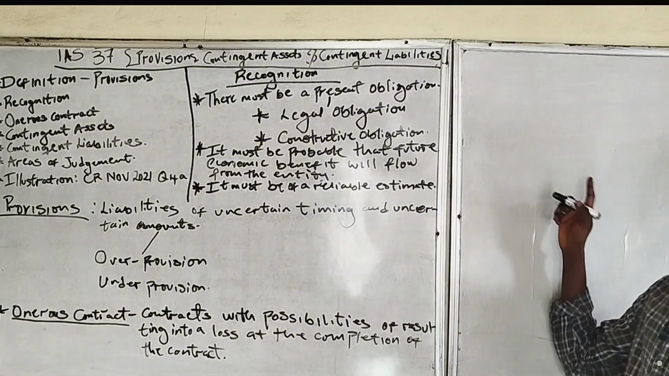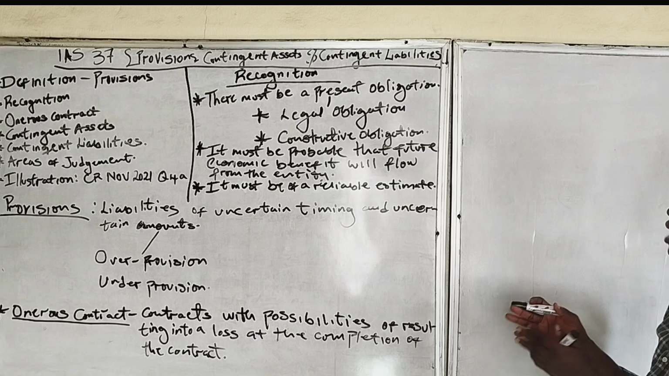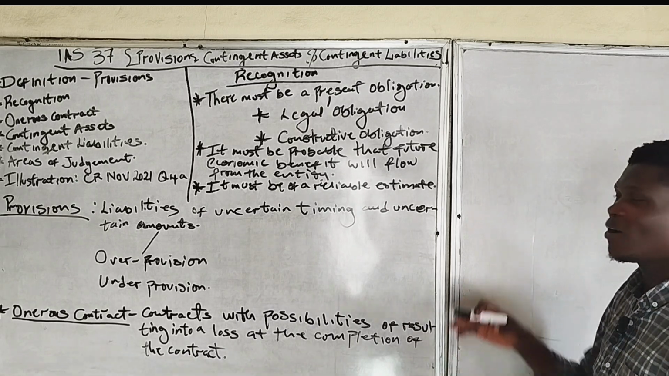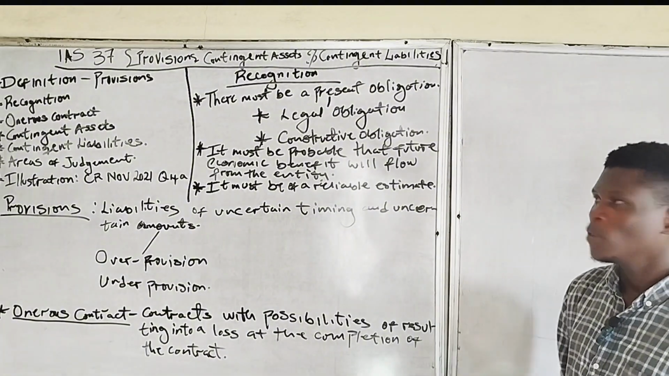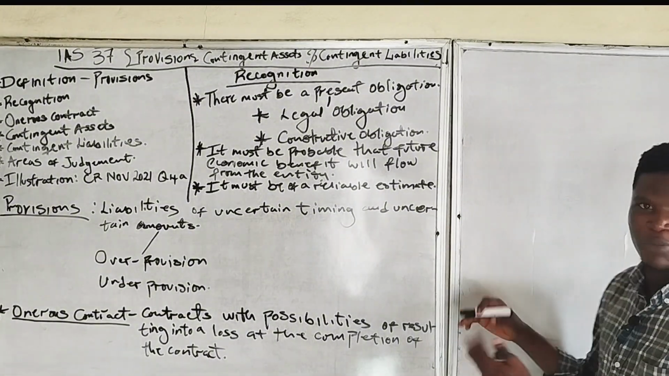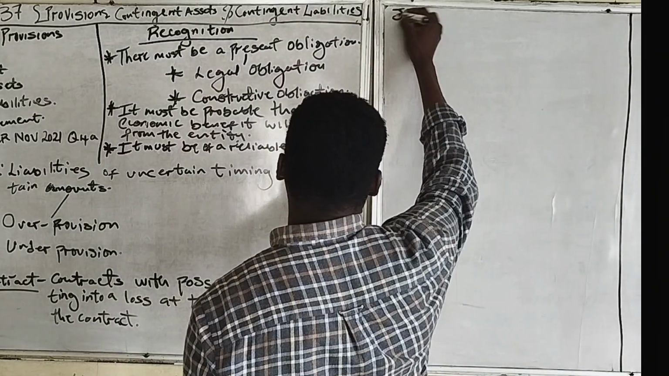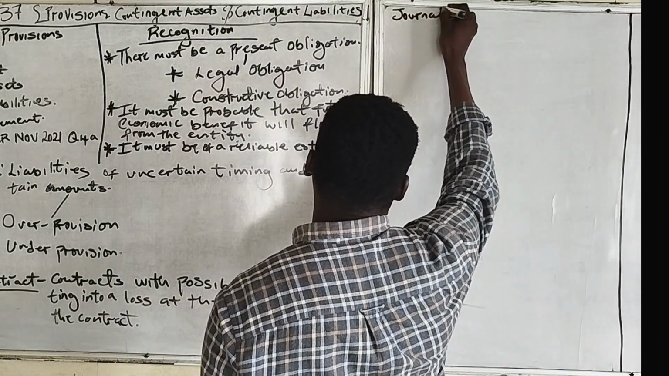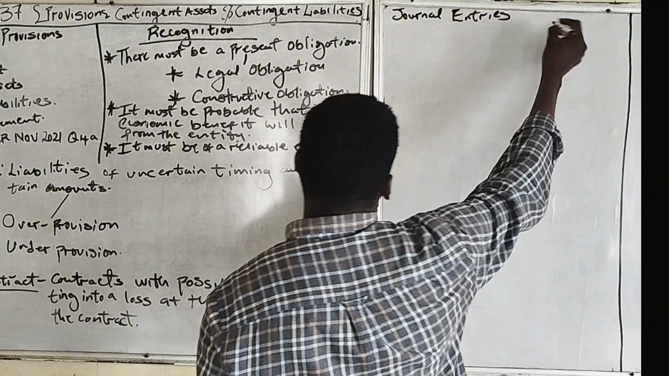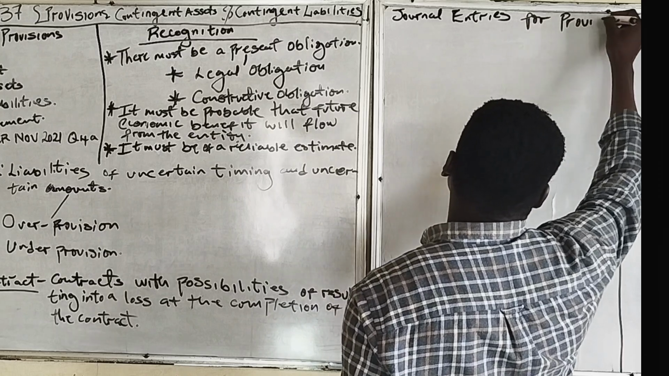So journal entries for provisions now. How do we show the journal entries for provisions? How do we reflect or represent them on the face of the account, on our financial statement? How do we show them? So let's show an illustration on how we are going to present a provision in the books of account. So here we can say that the journal entries for provisions.